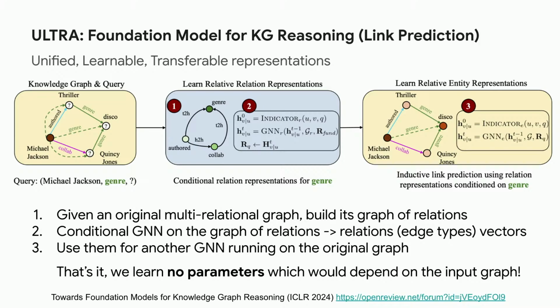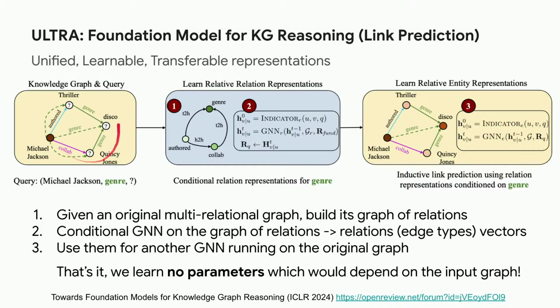And that's what we did in our previous work as a foundation model for KG reasoning, one of the first ones actually, that can generalize to absolutely any multi-relational graph, that can solve link prediction on graphs of very different sizes, from say 100 nodes to 1 million nodes. And the idea there is actually a 2-step process.